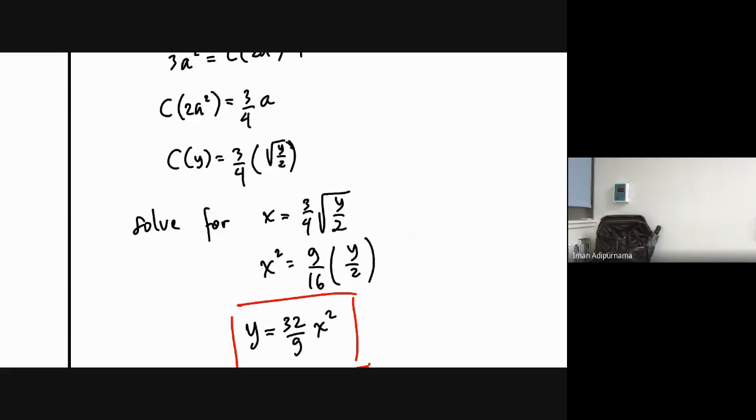I think around maybe 7, 8 students got 32 over 9 correct. Some of you are missing the last point, but I think most of you got the 1 over 3a cubed for area A. Yeah, I think that's already good. Okay, that's the quiz. Any questions? Okay, so yeah.